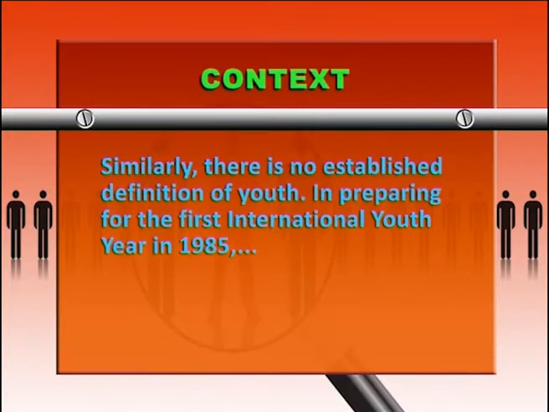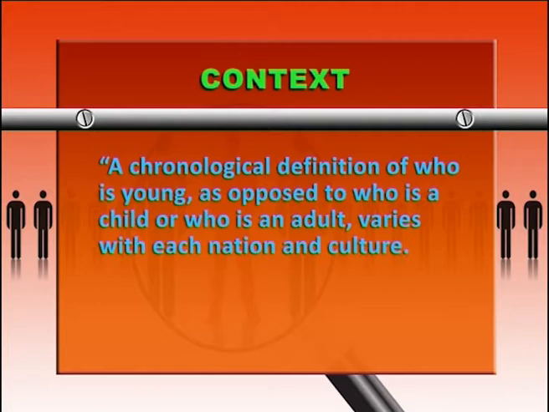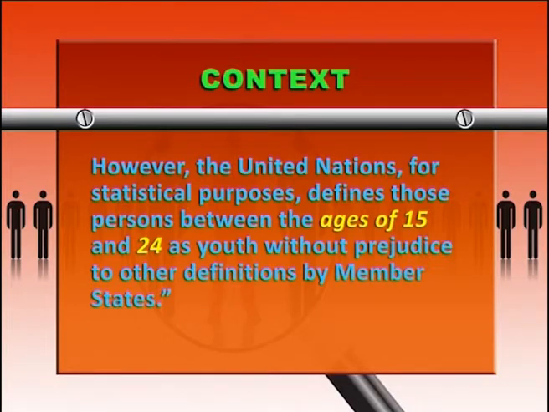Similarly, there is no established definition of youth. In preparing for the first International Youth Year in 1985, however, the report of the Advisory Committee for the International Youth Year noted the following: a chronological definition of who is young, as opposed to who is a child or who is an adult, varies with each nation and culture. However, the United Nations, for statistical purposes, defines those persons between the ages of 15 and 24 as youth, without prejudice to other definitions by member states.